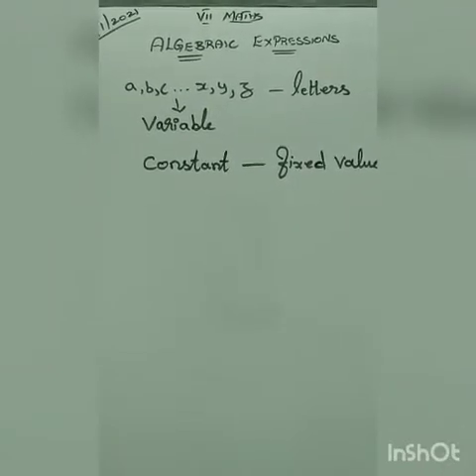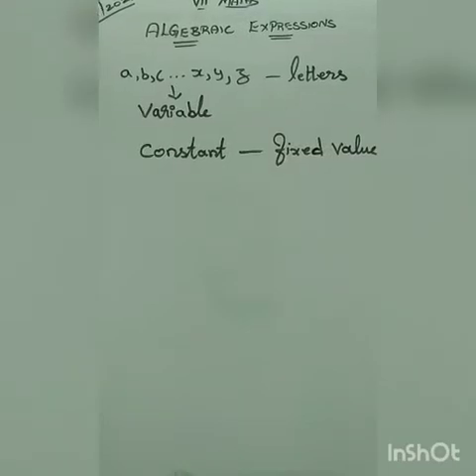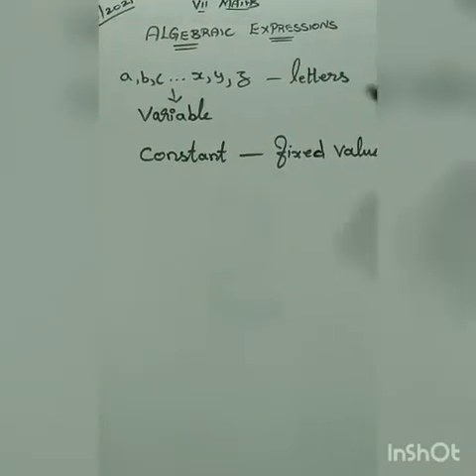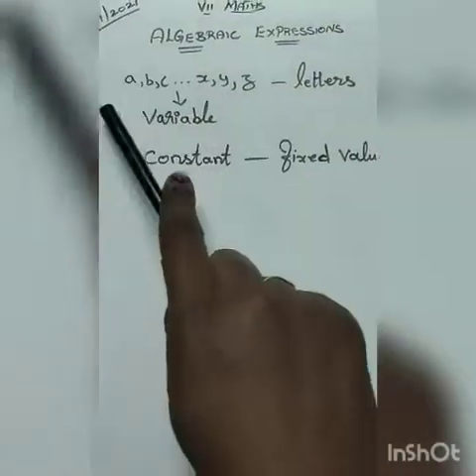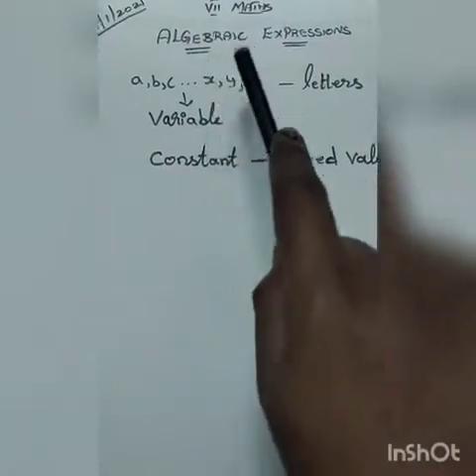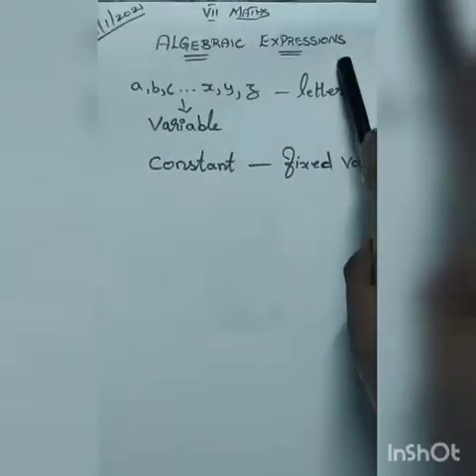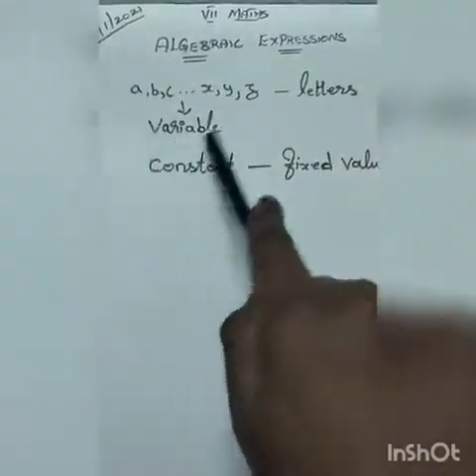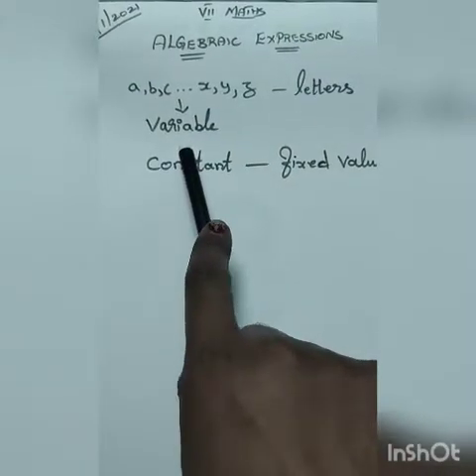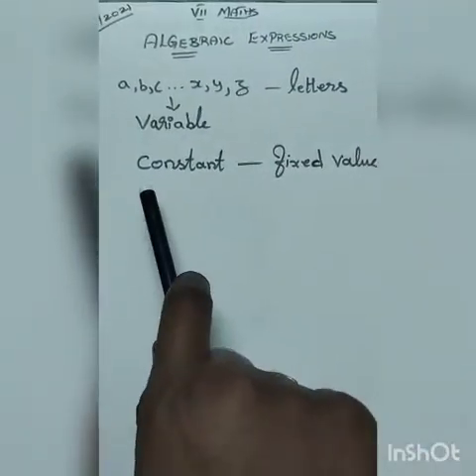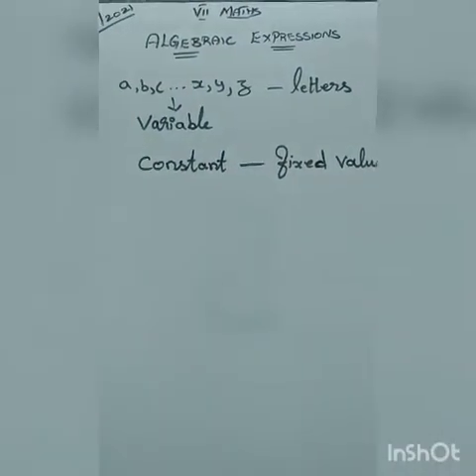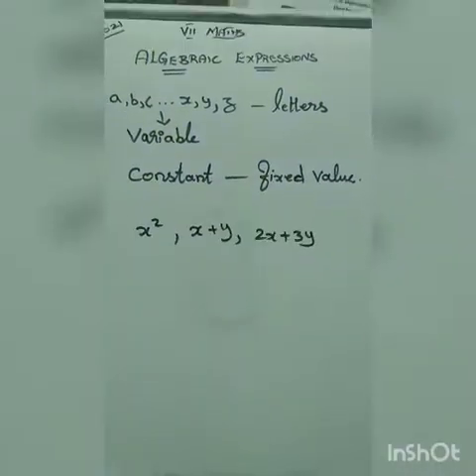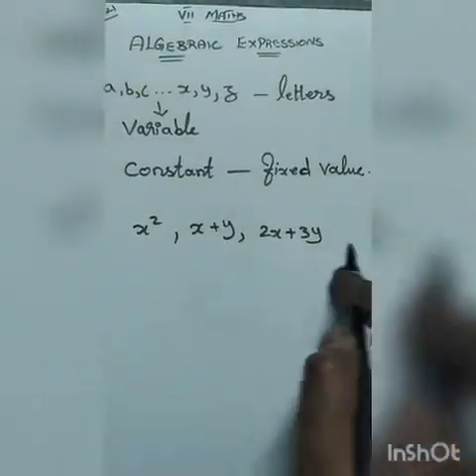Today we are going to see algebraic expressions. Expressions are a concept in algebra, right? You know what letters are? Letters are A, B, C, D, like that. The alphabets, we call them letters, right? In algebraic expressions, we call these variables. And we also have one more thing called a constant. A constant is nothing but a fixed value, that is, numbers.